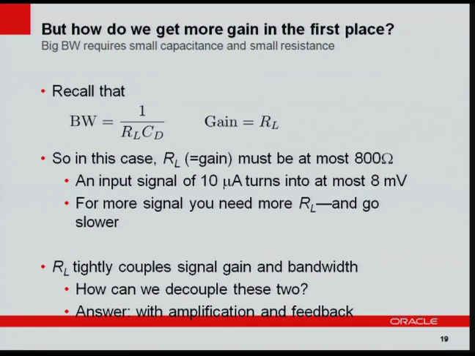Recall from that simple example that there was a very tight coupling between the bandwidth and the gain. That is, if I wanted to increase the gain, I would degrade my bandwidth. In particular, I already mentioned from the example that you correspond to 800 ohms and 10 microamps, so an 8 millivolt signal. But what if we wanted more gain? And how do we decouple the gain and bandwidth trade-off?